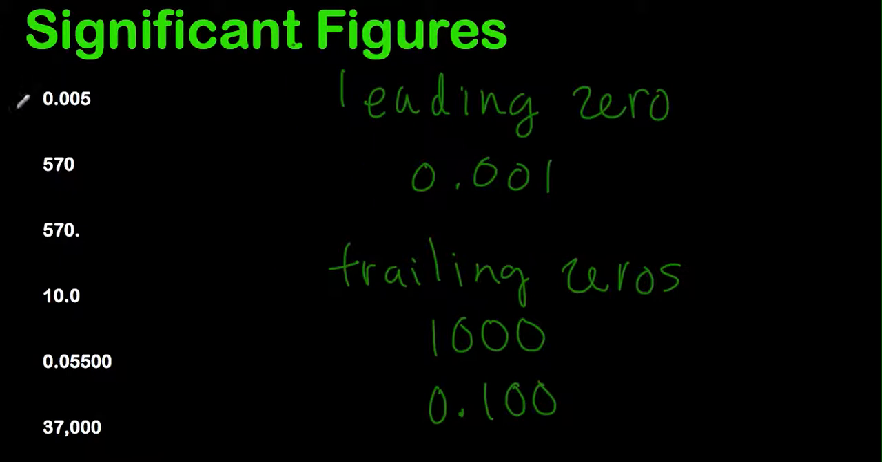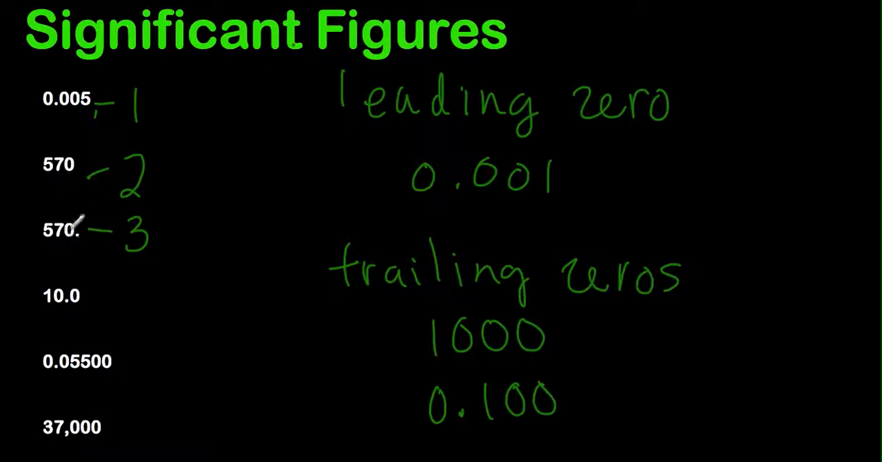So starting with this number right here, we have 2 leading zeros. They are not significant. So this would simply have one significant figure, and it's the 5. This number here has 2 significant figures, and that is the 5 and the 7. This trailing 0 is not significant. However, this number right here has 3 significant figures. Now, you might be wondering, what's the difference? I have 570 and 570 with a little decimal place. The decimal place makes all the difference.